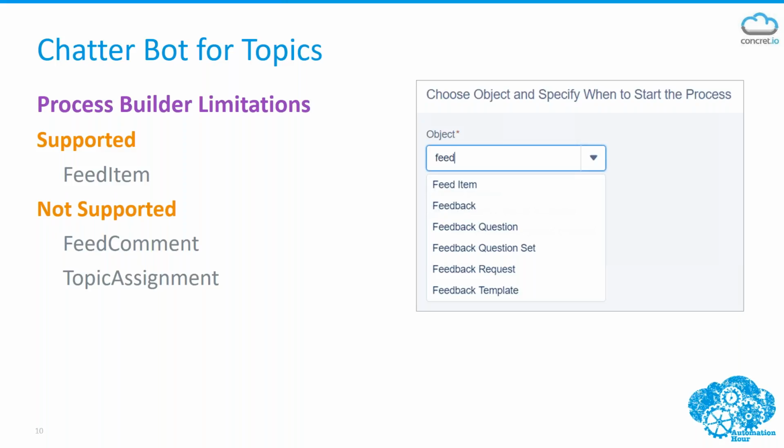We also discovered there was actually an object called topic assignment. That would have been the most ideal place to monitor because no matter how the topic got assigned to the Chatter post, whether it was a hashtag, you did it through the comment, the original post, did it through the little arrow screen, you would get notified. But again, it's not supported in Process Builder.